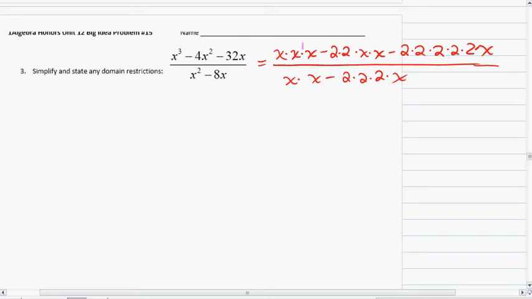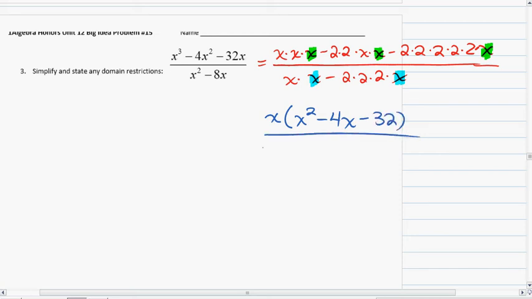So notice in the top, the factors I have in common, it appears I have an x in every term. So that's something I can factor out. In the bottom it appears I have an x in every term as well. So factoring that out, I have x squared minus 4x minus 32, all over x times x minus 8.